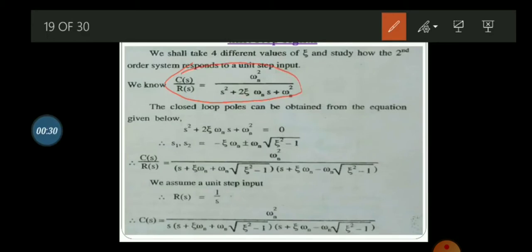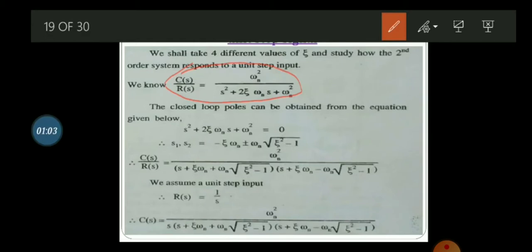We shall take 4 different values of zeta and study how the second order system responds to a unit step input. For all different values of zeta, we can define some different cases, which were discussed in the last video. Those cases are the undamped case, overdamped case, underdamped case and critically damped case.